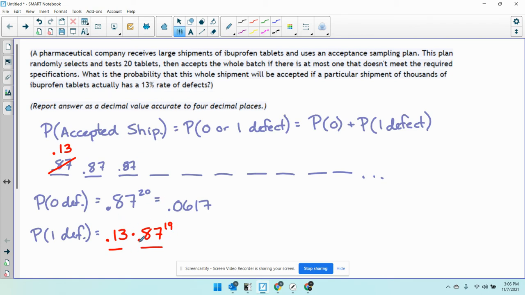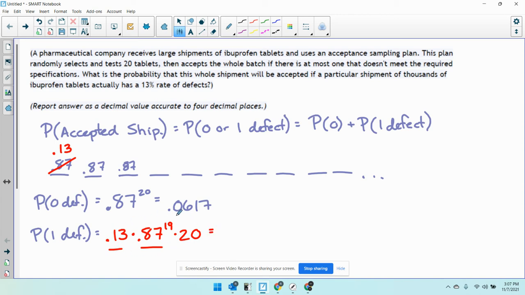But this can happen in how many different ways? Well, the first one can be defective. The second one can be defective. The third one can be defective. So at any given point, any of the 20 could be the defective tablet we're talking about. So this can happen in 20 different ways.